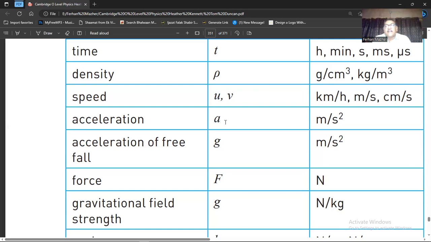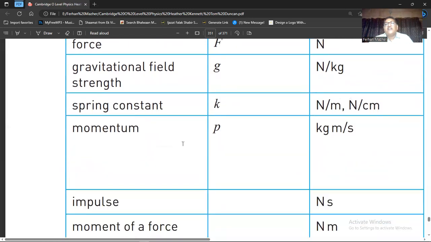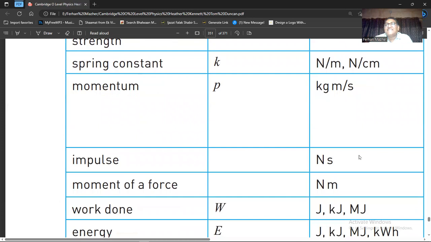Force is represented with the capital F, and its unit is Newton. Gravitational field strength is represented with the small g, and its unit is Newton per kg. Spring constant is represented with the symbol K, the alphabet K, and its unit is Newton per meter, sometimes Newton per centimeter. Momentum is represented with the letter P, and its unit is kg meter per second. Sometimes its unit is also Newton second. And impulse is Newton second.